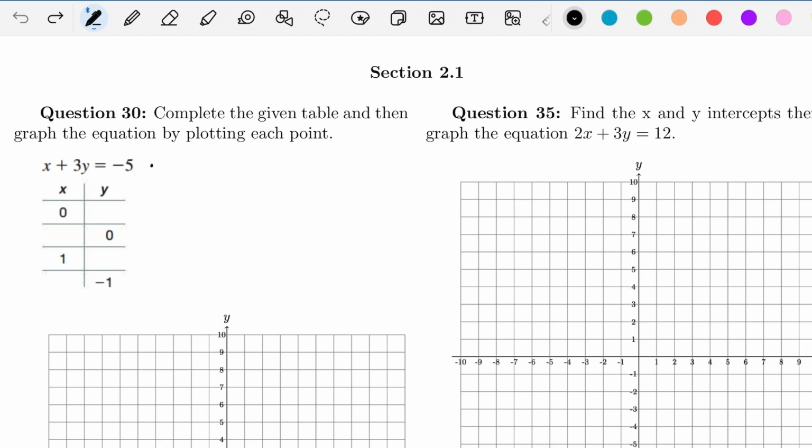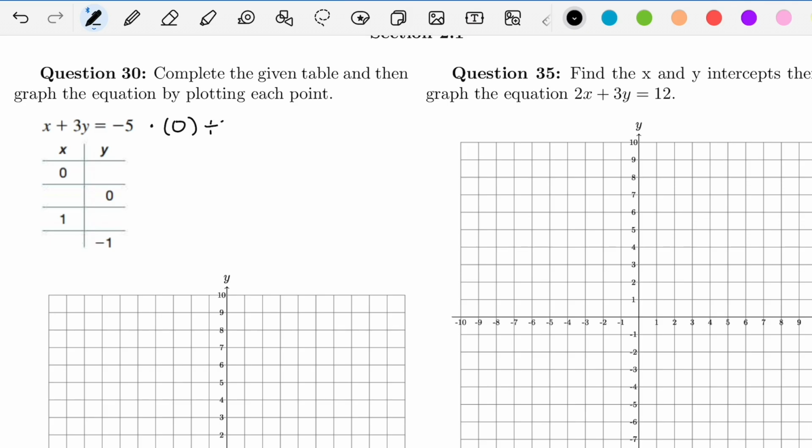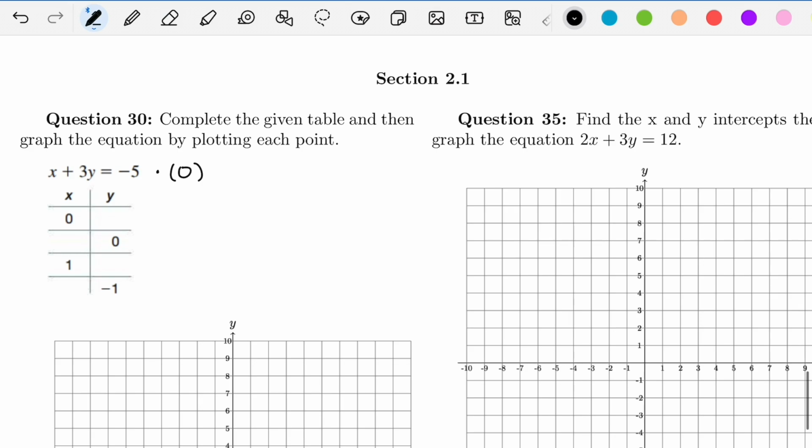So we're just going to plug 0 in for x, and I'll put it in parentheses to emphasize that we're plugging it in. So we'll add 3, let's rewrite that. We'll add 3y. That's equal to negative 5.